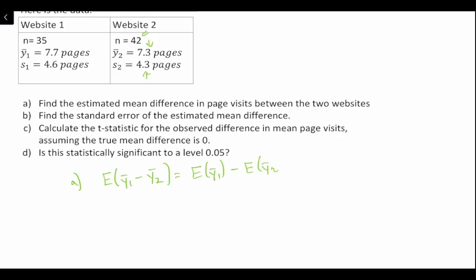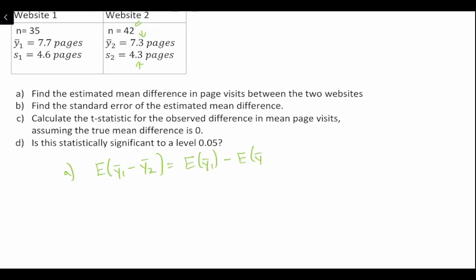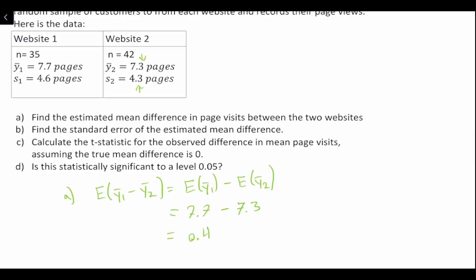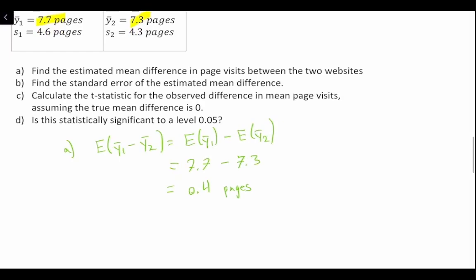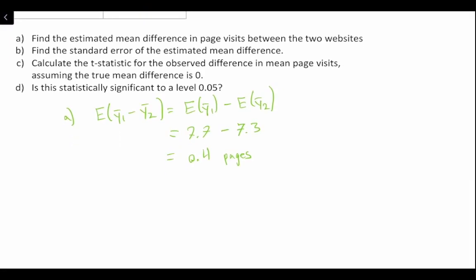So this is equal to 7.7 minus 7.3, which is then equal to 0.4, right? 7.7 being our mean, y bar 1, 7.3 being y bar 2, 7.7 minus 7.3 is 0.4. And of course, if we want, we can put our units here. We know that this is in pages. So we've done A.